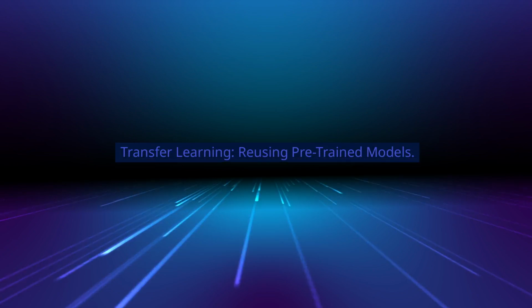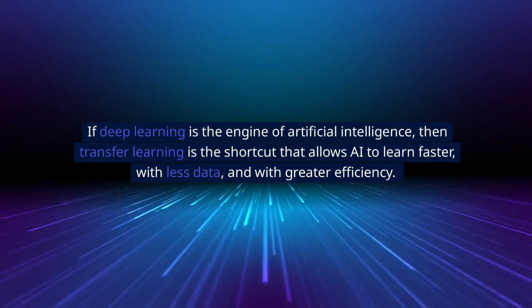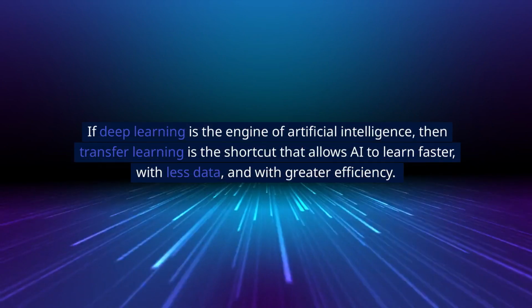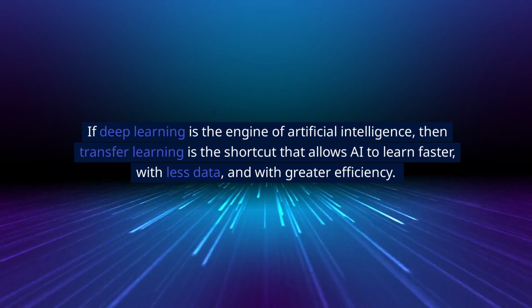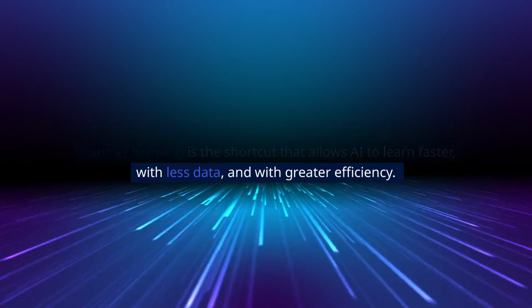Transfer learning. Reusing pre-trained models. If deep learning is the engine of artificial intelligence, then transfer learning is the shortcut that allows AI to learn faster, with less data, and with greater efficiency.